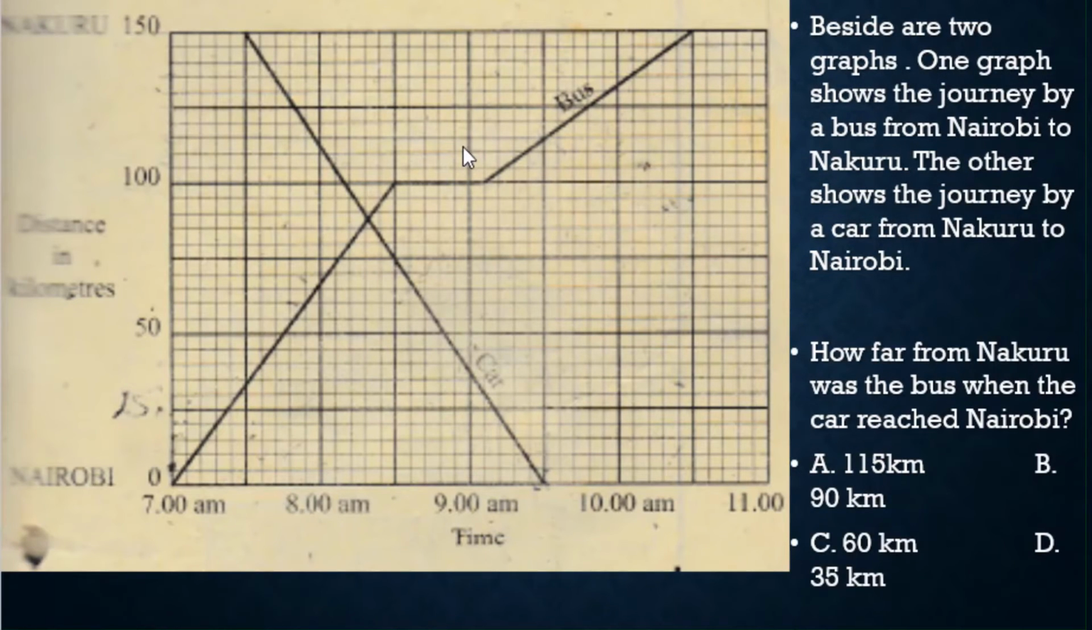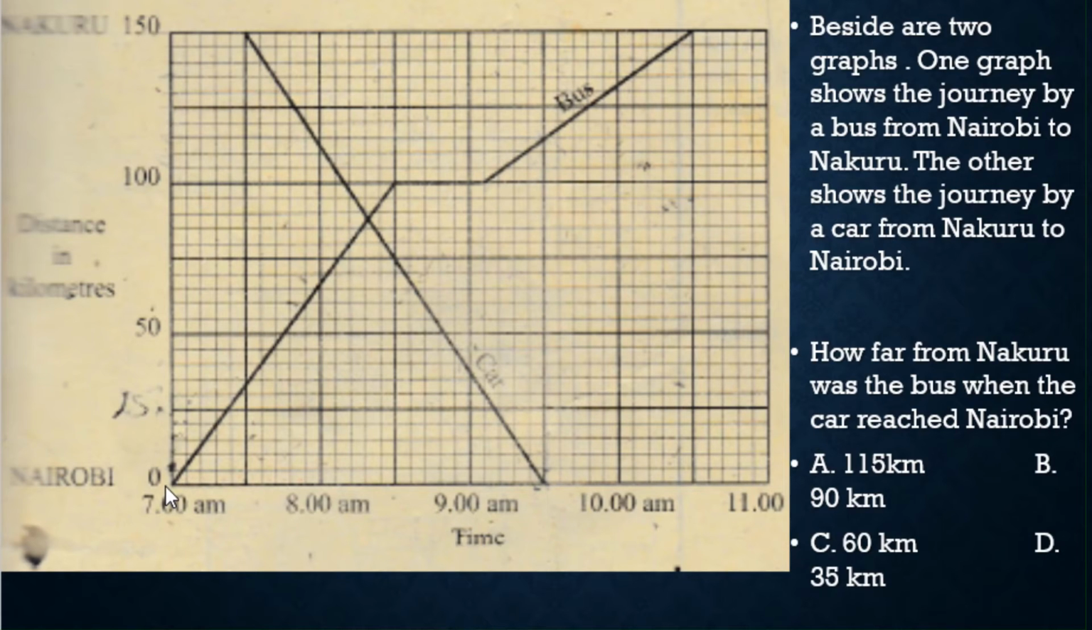Question number 3, beside are 2 graphs. One graph shows the journey of a bus from Nairobi to Nakuru. The other shows the journey by a car from Nakuru to Nairobi. How far from Nakuru was the bus when the car reached Nairobi? So the first thing is just to look at the graphs and identify the journey for the bus and the journey for the car.